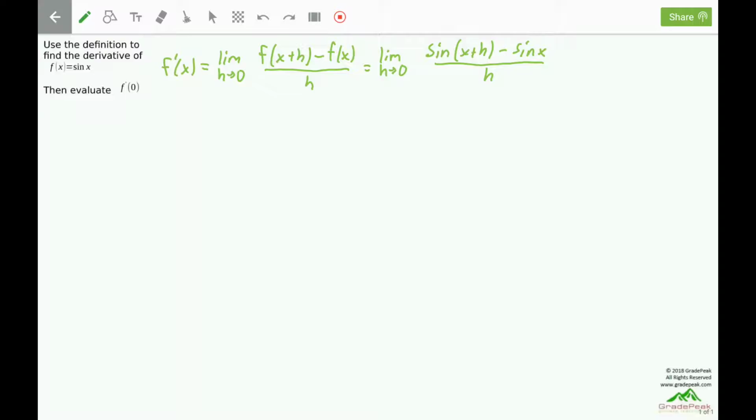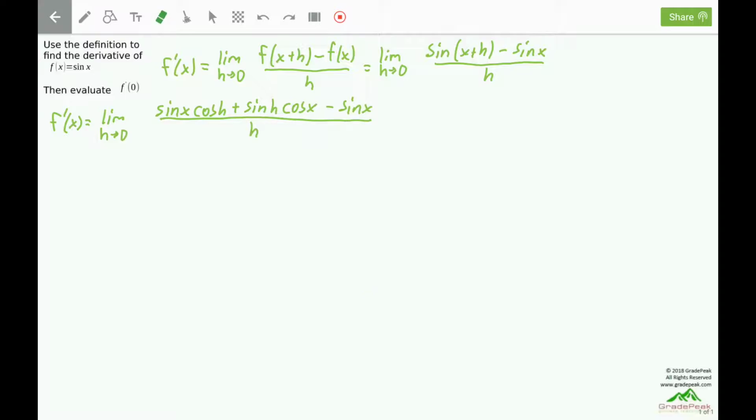The only option we have here is the addition identity for sine. Sine of x plus h. So that will give us the limit as h goes to 0 of, the identity is the sine of x, the cosine of h, plus the sine of h, and the cosine of x. And then this is going to be subtracting the sine of x, and all of this is going to be divided by h.